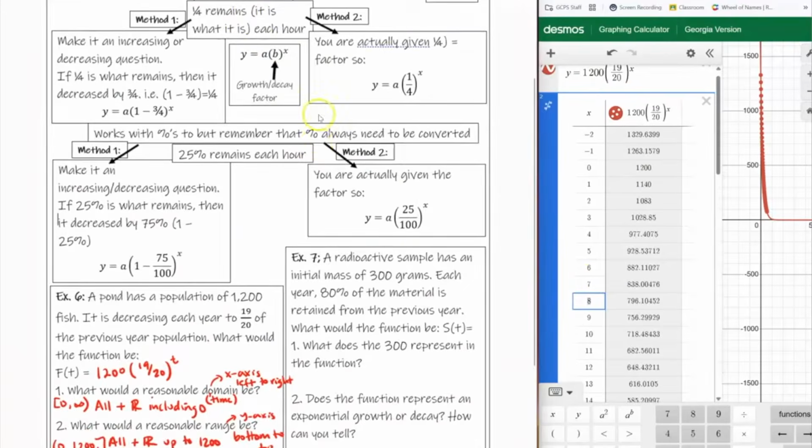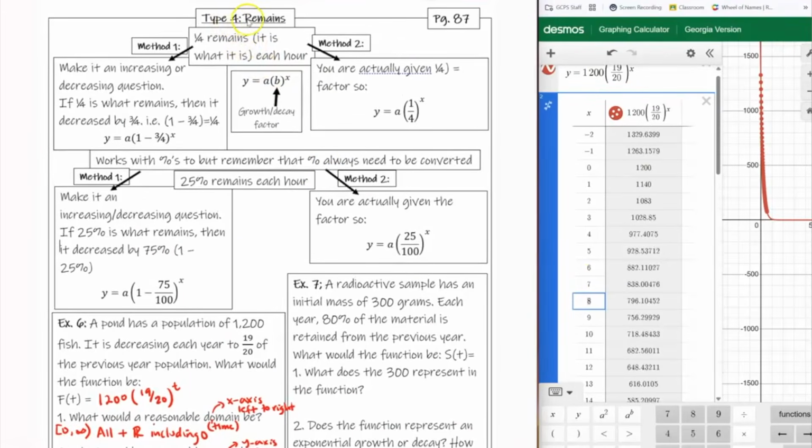Let me just re-emphasize again. B is what remains, it's the actual factor, but I could write it as an increasing or decreasing amount. So just be really careful. If it's telling you it's increasing by a certain amount, then it's 1 plus. If it's decreasing by a certain amount, it's 1 minus. But if it's saying it's decreasing each year to this, that's another way of saying remains. Let me see what this one is saying. Each year, 80% of the material is retained. Again, that's another way of saying 80% remains. So there might be some different vocab that they could use in their question. But go ahead and try example 7. Let's practice.